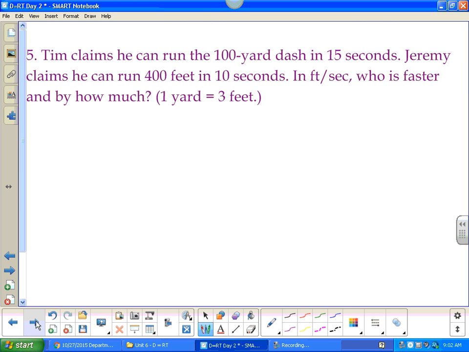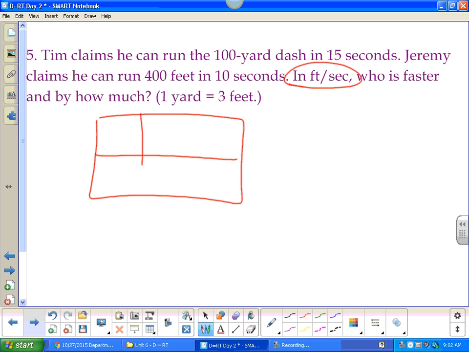Tim claims he can run the 100-yard dash in 15 seconds. Jeremy claims he can run 400 feet in 10 seconds. In feet per second, okay, so not miles per hour, in feet per second, who's faster and by how much? Okay. Distance equals rate times time. I have Tim and I have Jeremy.